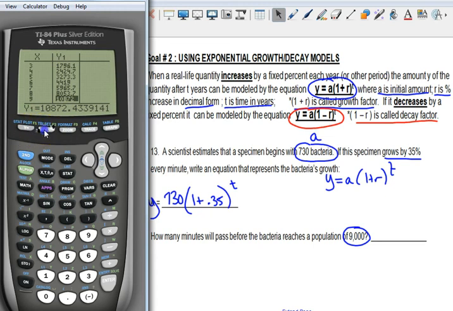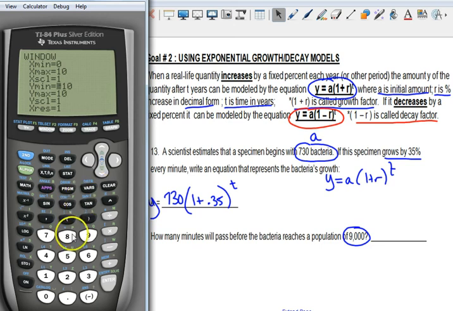Now let's talk about window. My x's represent how much time has gone by. So a normal window for these types of problems usually starts with 0 to 10. We might have to adjust it in the future, but for now we're going to do 0 to 10. And then since I want to know when my y's reach 9,000, I want my y window to come close to 9,000, so a little above it, a little below it. So below it would be like 8,000, and above it would be 10,000. And I don't want to count by ones because that would take forever. So I don't know, let's count by 50s. So now go to the graph. Oops, didn't like something I did. Let me go back.